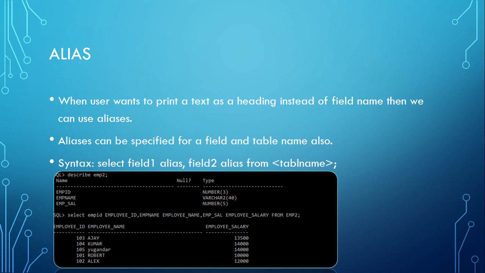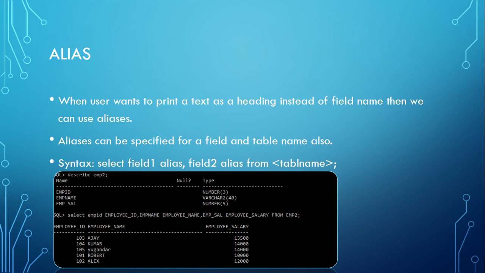When a user wants to print a text as a heading instead of the field name: while creating a table, we might have created it with specific field names like employee ID, employee name, or EID, ename, esalary, and so on. I don't want to display the field names that were created using DDL, that is, creating a table. I want to have my own heading populated when I retrieve the records. So in that situation we can use aliases.